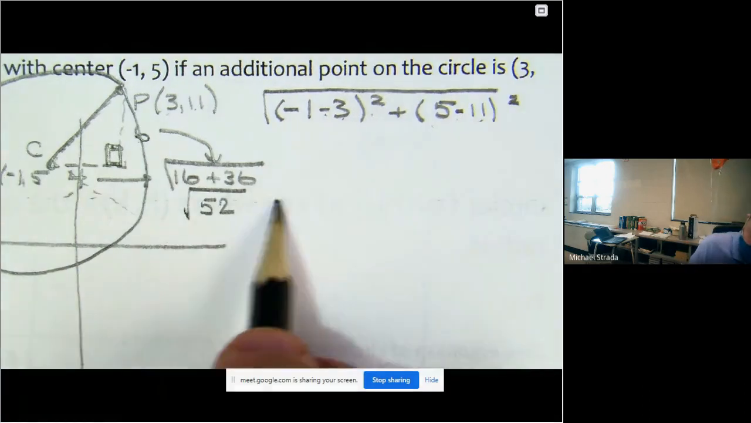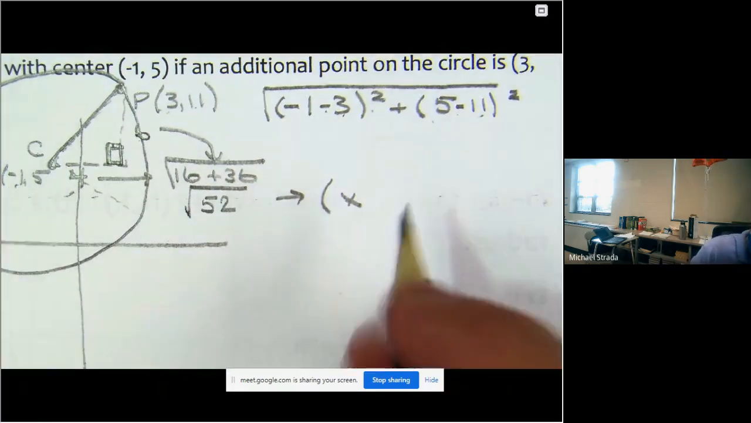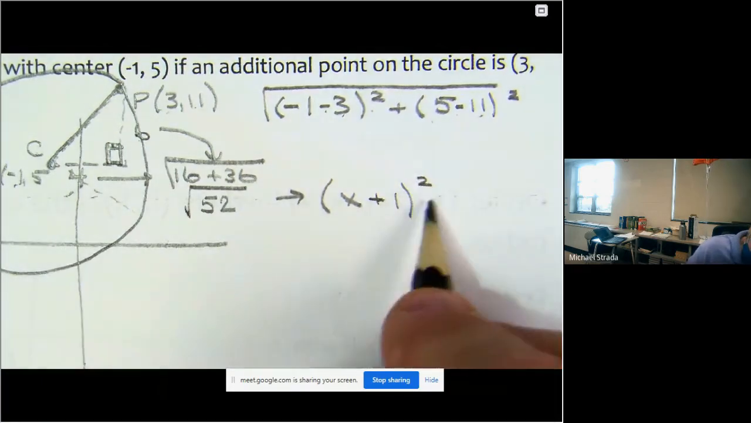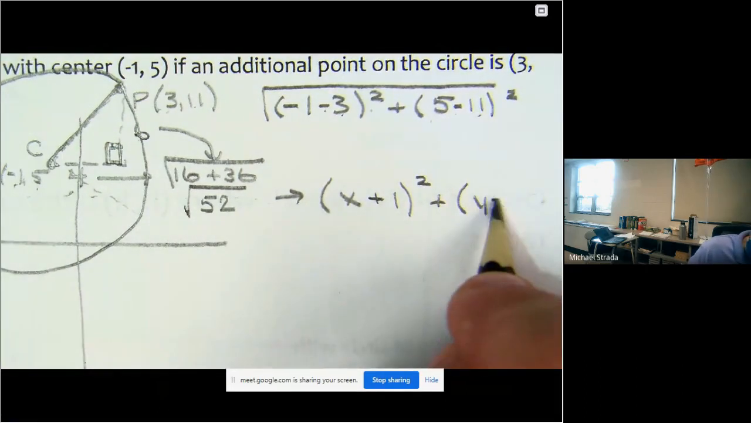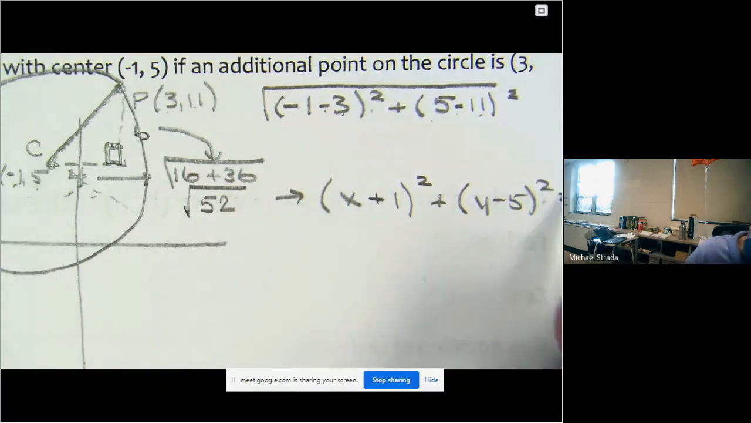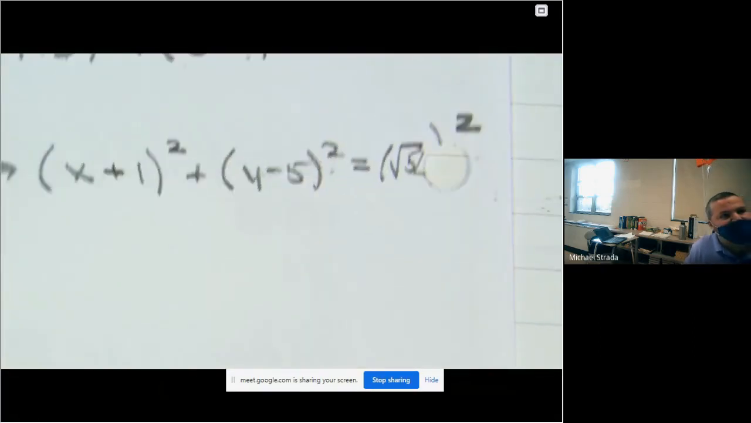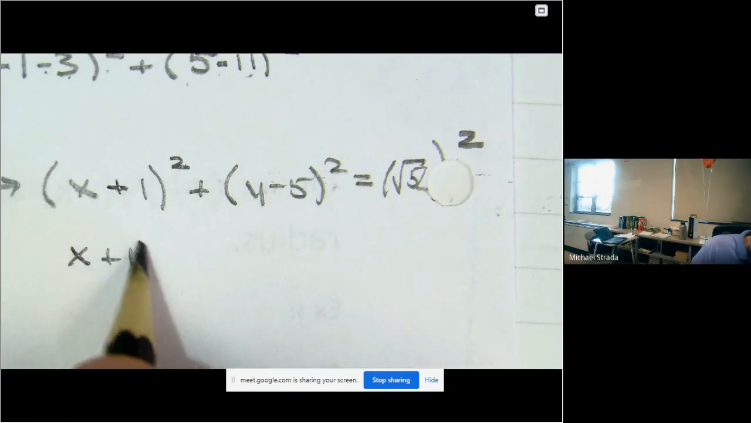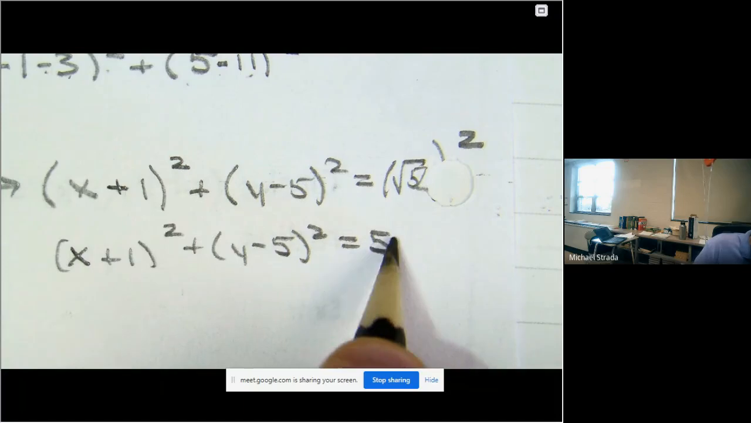Because when I go back and do the equation, what's the x coordinate of the center? What's the opposite of negative 1? Plus 1 squared plus, what's the y coordinate of my center? 5. Y minus 5 squared equals square root of 52 squared. And what happens when I square a square root? What do they do to each other? Cancel out. My final answer would be x plus 1 squared plus y minus 5 squared equals 52.